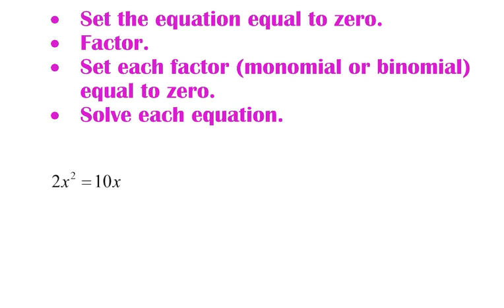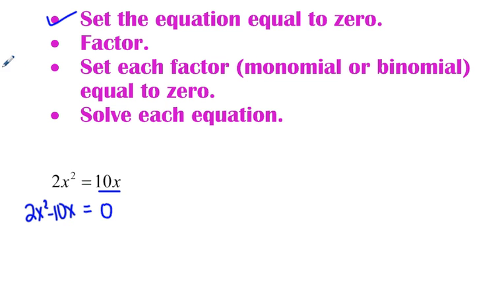Let's take a look at our first example. We have 2x squared equals 10x. So based on our directions, our first step is going to be to set the equation equal to 0. You'll notice that we have 10x on the right side of the equation. So I'm going to move that over to the left side by subtracting 10x.